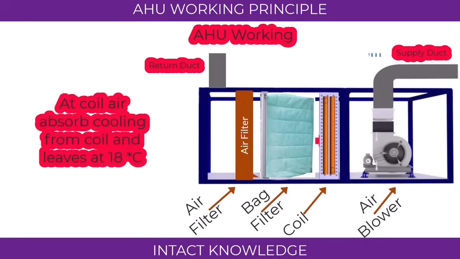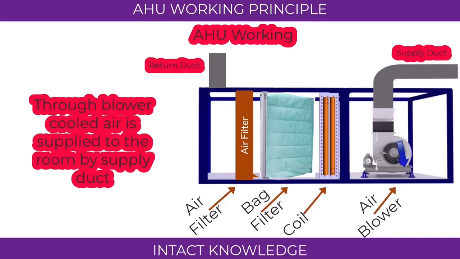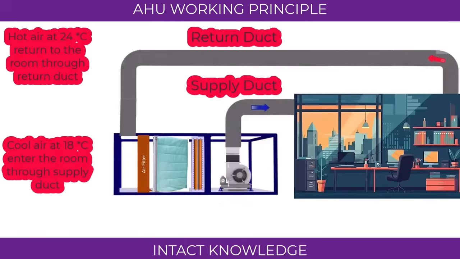Once filtered, the air will travel through the copper coil. While traveling, it absorbs the cooling from the coil and leaves at 18 degrees Celsius. By using the blower, the cooled air is supplied to the room through the supply duct. Again, the hot air returns to the AHU through the return duct. This cycle is a repetitive process. This is the working principle of the air handling unit.